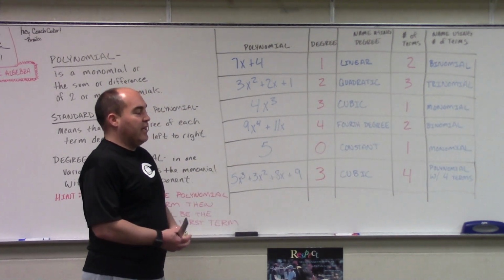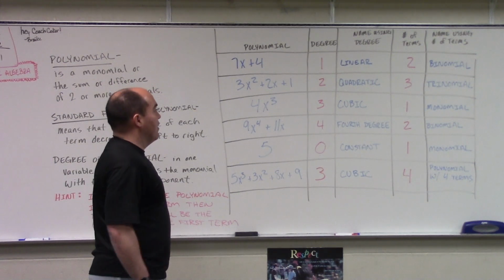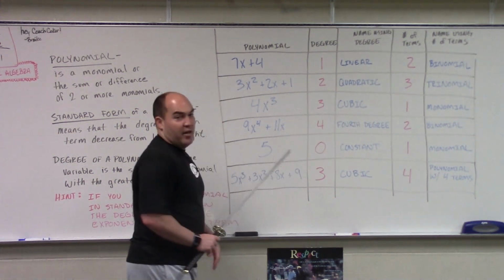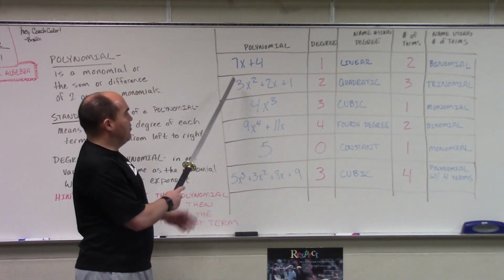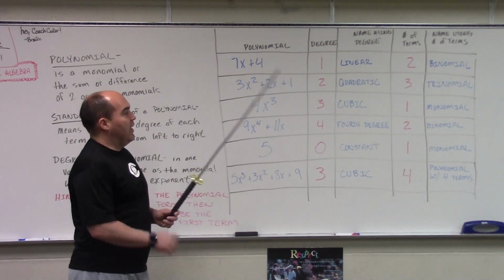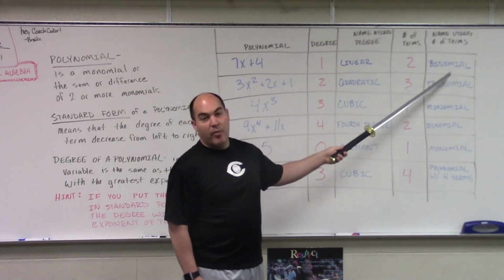Okay, so anything that was just an x by itself, we could graph it like a line. So that's linear. Then we're going to count the number of terms. The number of terms, we have a 7x and we have a 4, so that's 2 terms. If you have 2 terms, it's called a binomial.